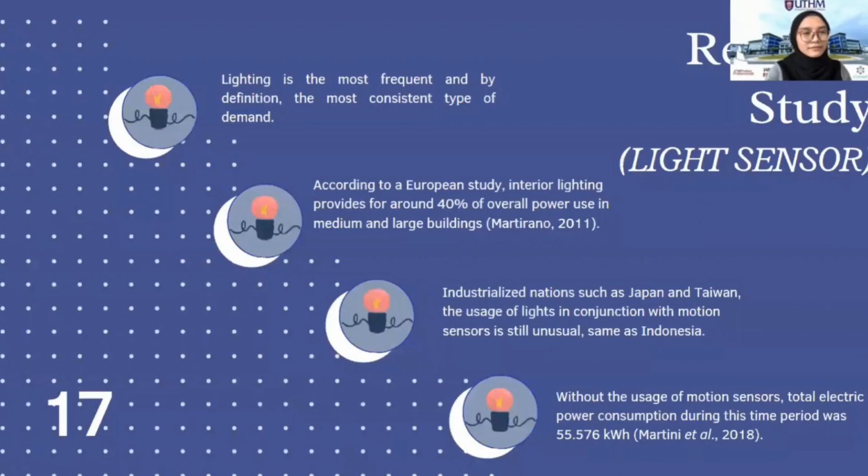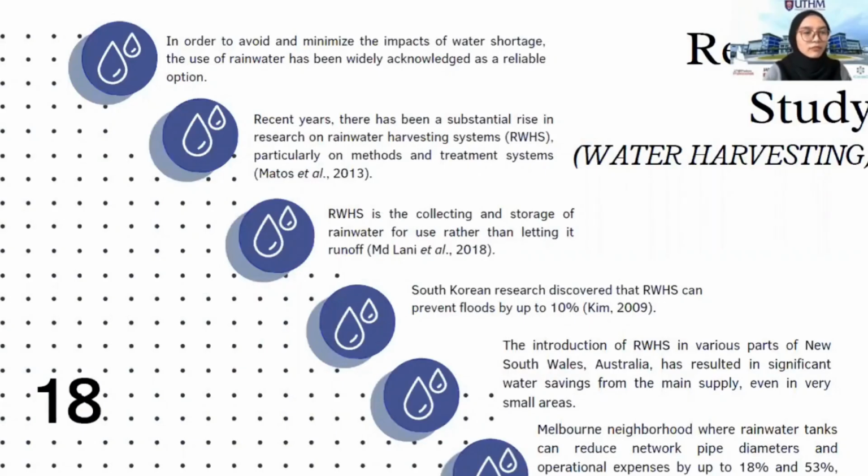Next, light sensor. Lighting is the most frequent and by definition the most consistent type of demand. According to a European study, interior lighting provides around 40% of overall power use in medium and large buildings. In industrial nations such as Japan and Taiwan, the use of light in conjunction with motion sensors is still unusual, same as Indonesia. Without the usage of motion sensors, total electric power consumption during this time period was 55.576 kilowatt hour.